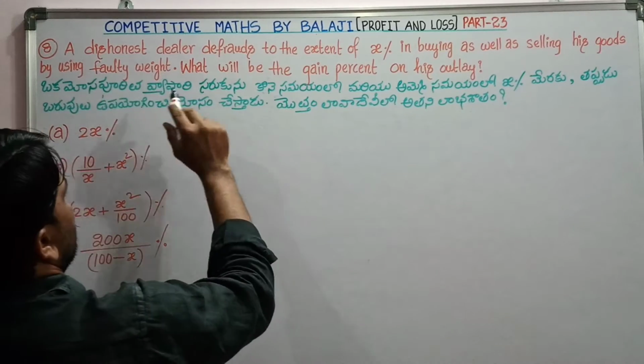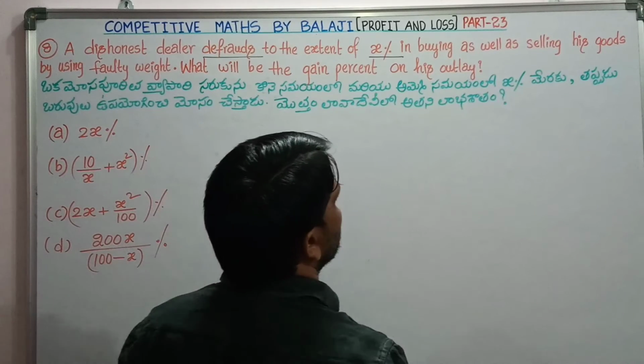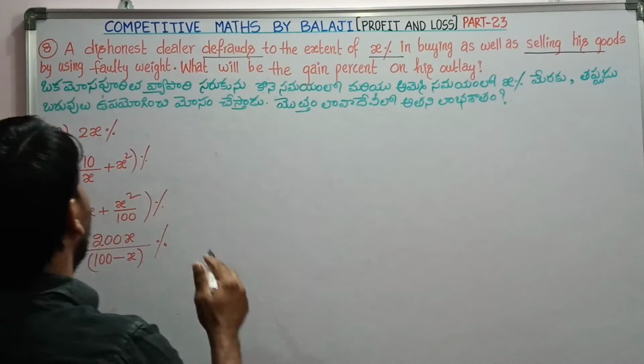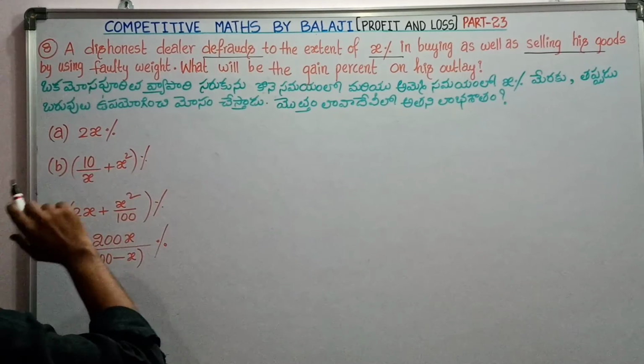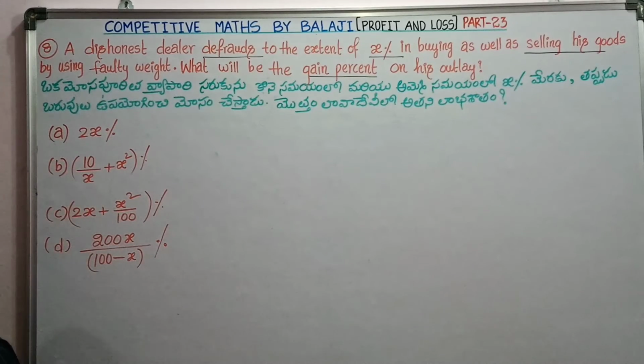A dishonest dealer defrauds to the extent of X% in buying as well as selling his goods by using faulty weight. What will be the gain percent on his outlay?